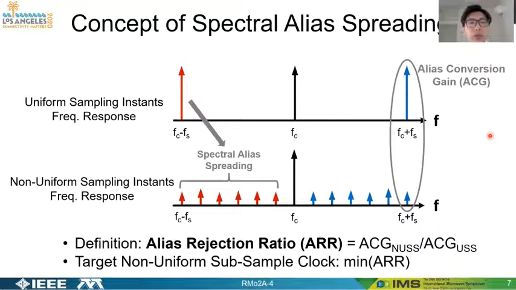Since the total power is conserved during the sampling, we are trying to change the distribution of the alias after subsampling. This concept is described as the spectral alias spreading, as shown in the figure. In this target spectrum, the conversion gain of the alias is reduced. Here, we define the alias rejection ratio as the amount of the down-converted alias in the baseband. In terms of the alias itself, it is rejected by a filter equivalently.